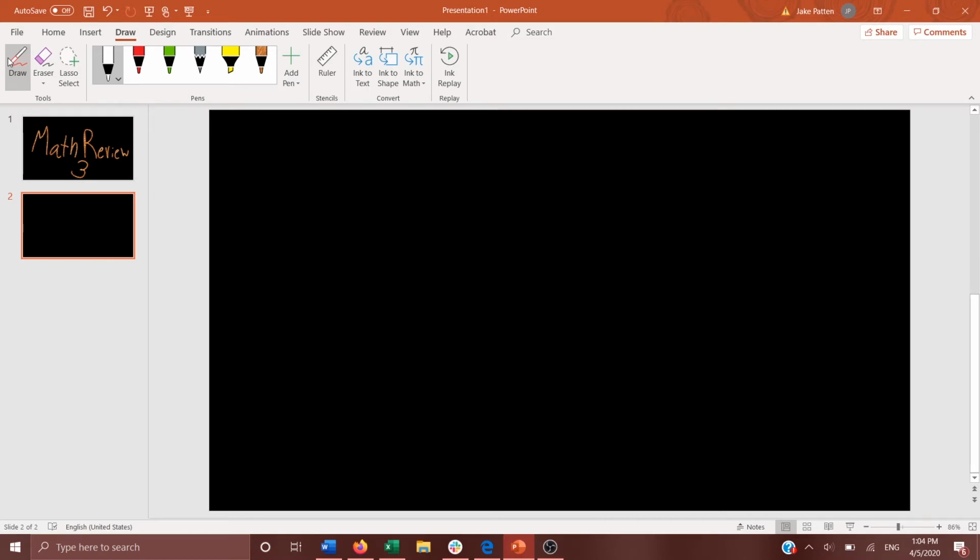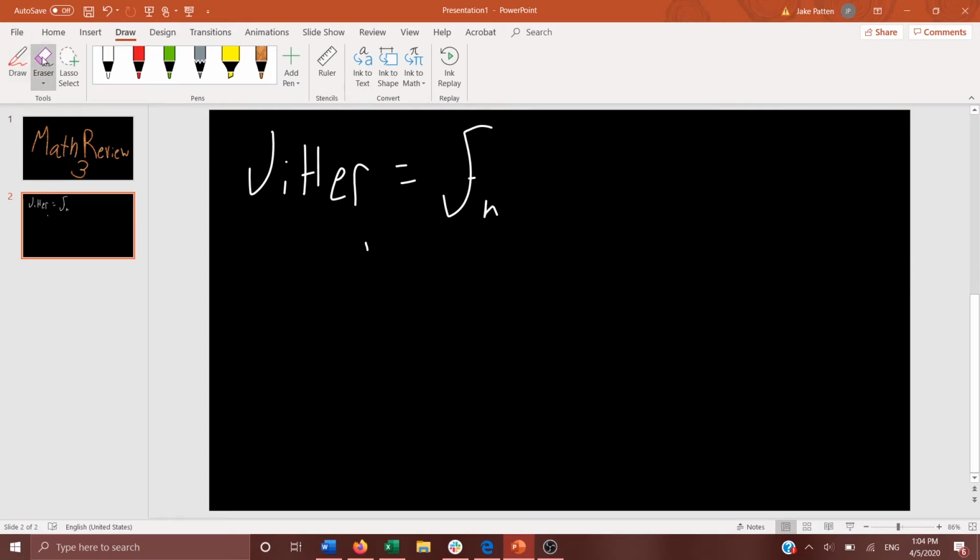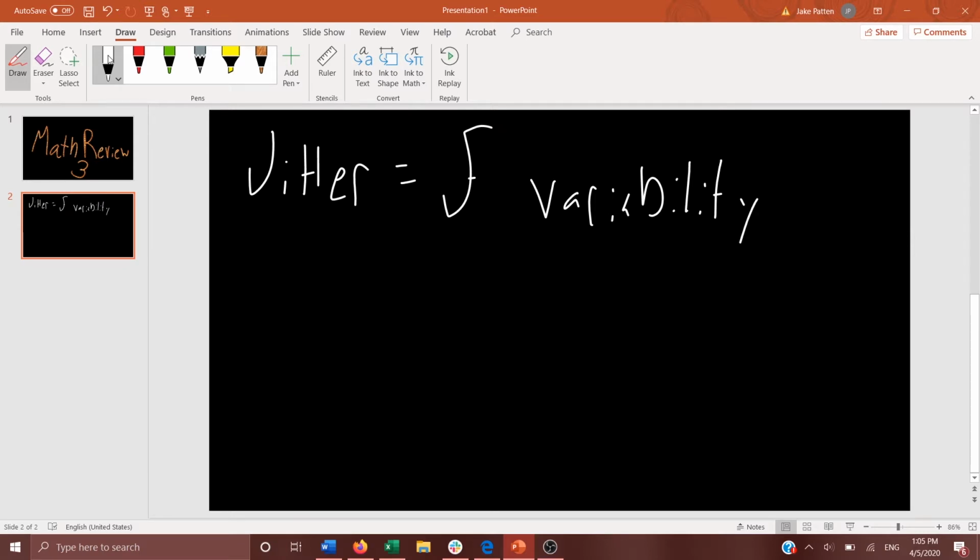Okay, so we've got jitter. And jitter is frequency variability. Well, let's not put sub n on that. We'll just call it frequency variability. And this italicized F denotes frequency. F sub O is your fundamental frequency.